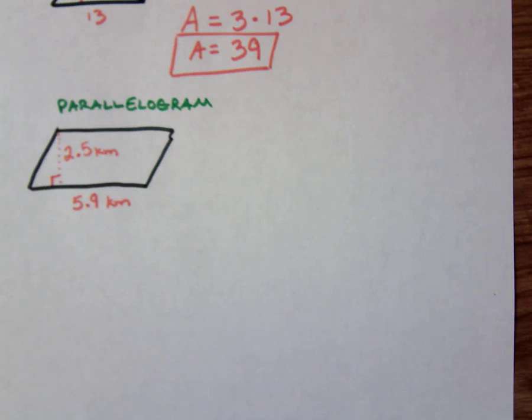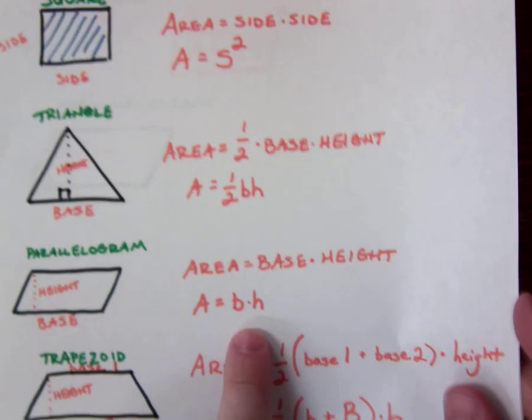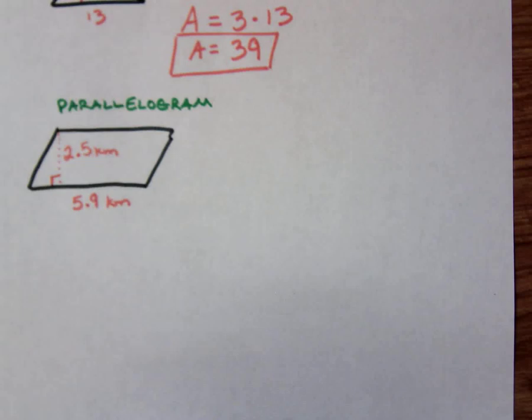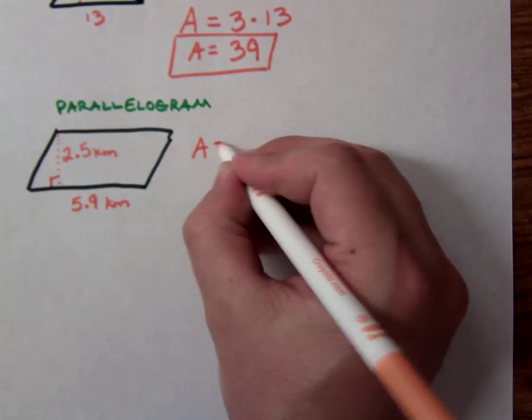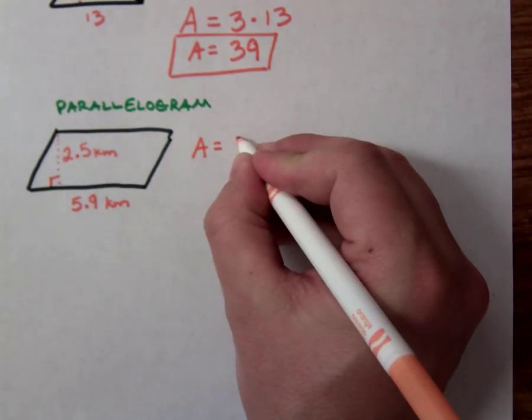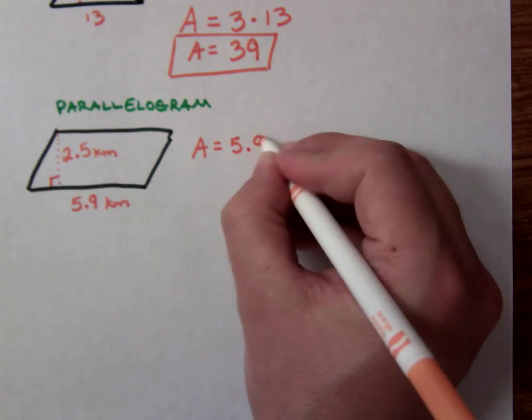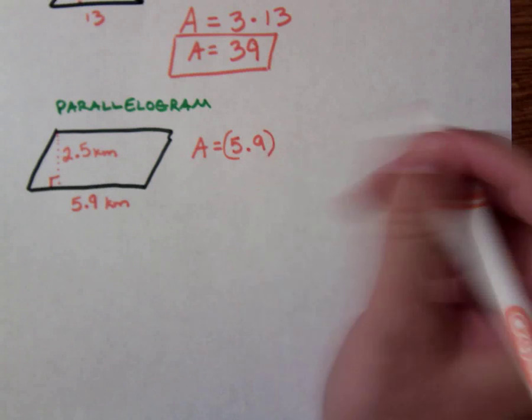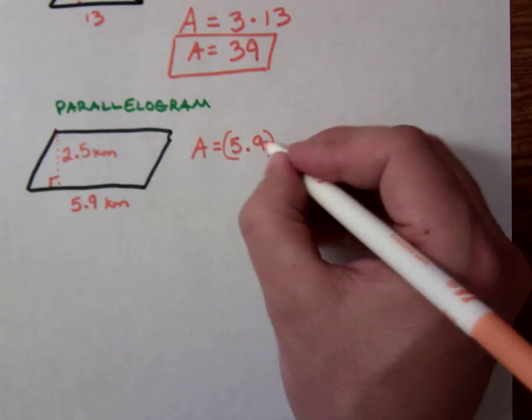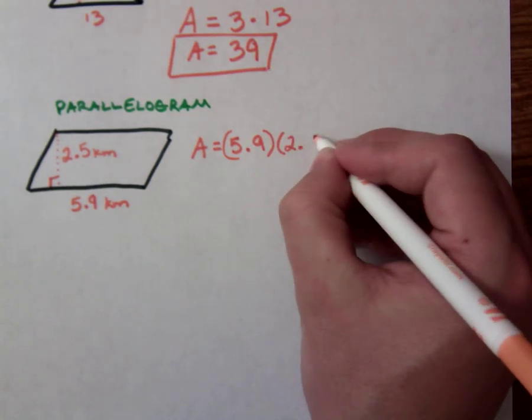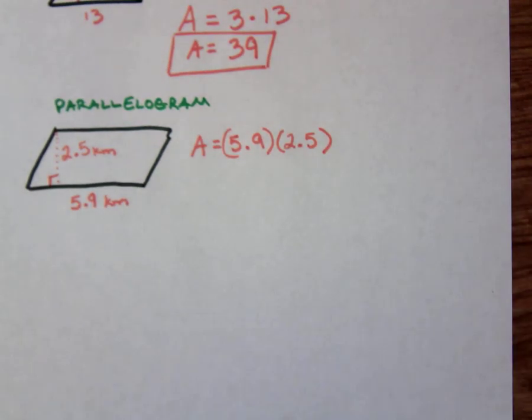So the formula for the area of a parallelogram, let's go back to it. It's just base times height. It's literally just multiplication. So the area here is the base, which is 5.9, times the height, which is 2.5. Okay, so we need to go ahead and multiply this out.